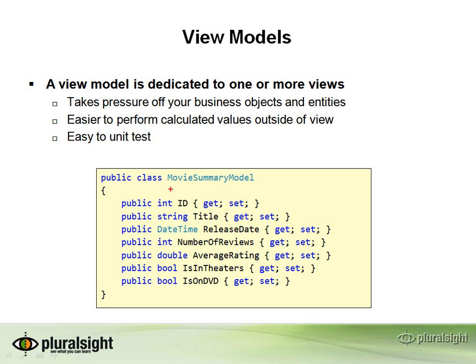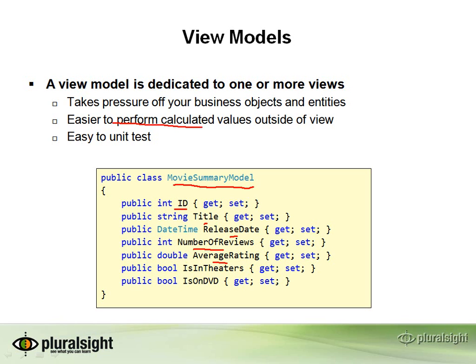On this slide, we have a class called Movie Summary Model. It's intended to be a view model for a specific view that's going to display some information about a movie. And we could use the ID and the title and the release date that comes straight out of the database. But then instead of pulling the actual review objects or the review records from the database, all we need to display on this particular view is the number of reviews that the user could get to if they want to see the reviews, and perhaps calculate an average rating.